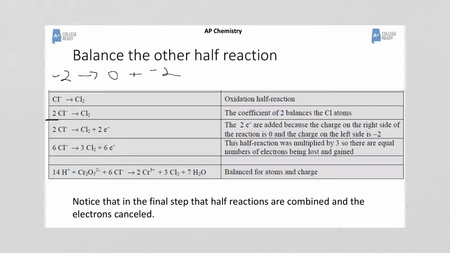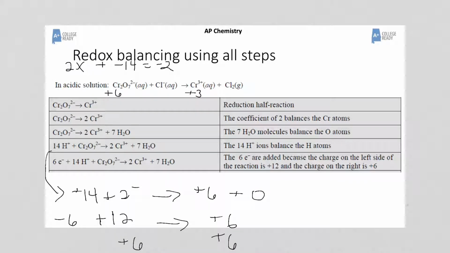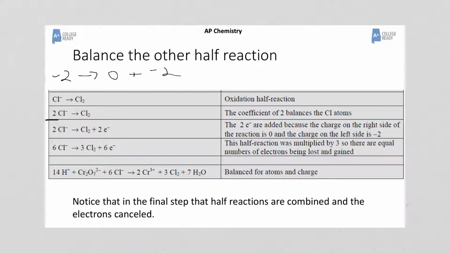Now, since both halves are balanced, if we go back a step, we have to remember that we have 6 electrons that we needed to balance that chromium half reaction, but only 2 are required to balance this chlorine half reaction. So again, those aren't equal and they have to be. This is a required balancing step. So what's happened is they've multiplied this whole half reaction by 3. So we've got 3 times 2 is 6 chlorides, 3 times 1 is 3 chlorine gas, and 3 times 2 is 6 electrons. So you can see where that's come from.